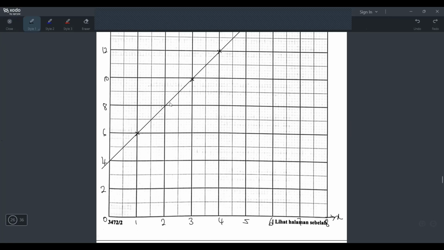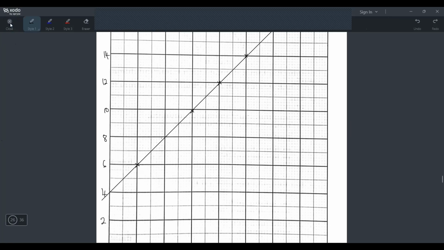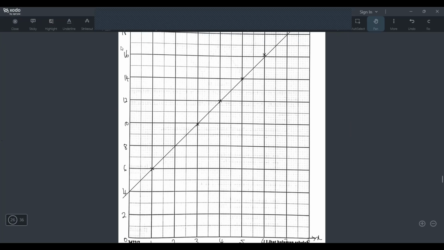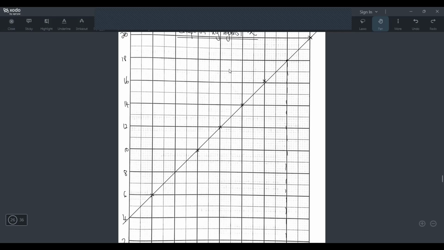When x equals 7, so where is x equals 7? Okay, I think I need to make it smaller. So when x equals 7, okay, 7 is here, right? 7 is here. So I'm gonna draw a dotted line, straight down, because you have to go to x-axis 7. And then you draw a dotted line. When the dotted line touches the line, you have to draw one line to the y-axis, and then that is the answer.